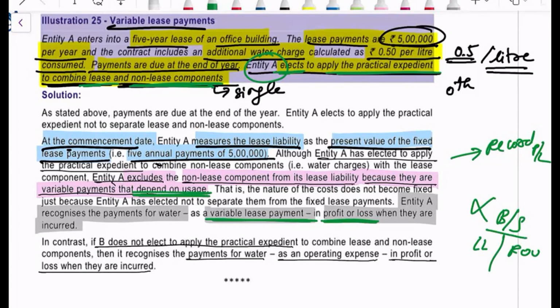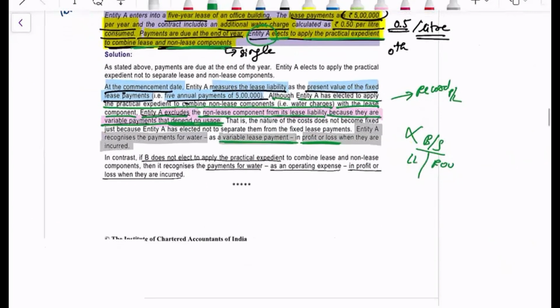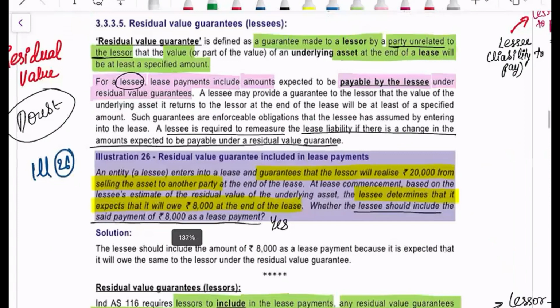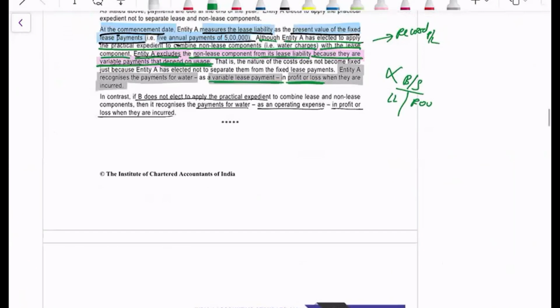Okay, let me read through this. Although entity A has elected to apply the practical expedient to combine the lease and non-lease component, that is, the non-lease component of water charge with the lease component, entity A excludes the non-lease component from the lease liability because they are dependent on usage. Even though you plan to combine, you cannot combine because they are dependent on usage. Okay, so I hope you understood illustration number 25 also.